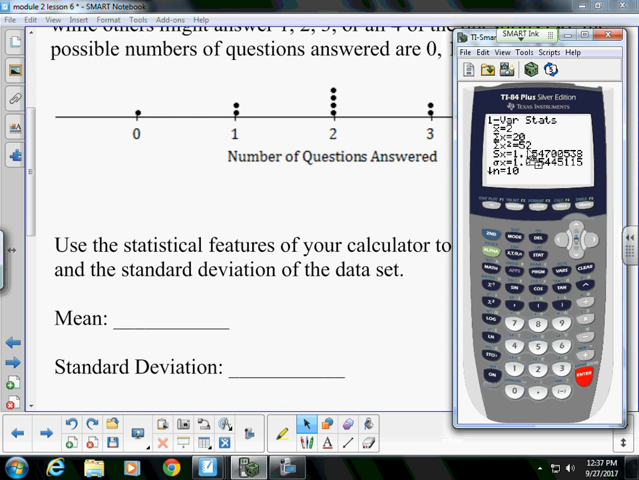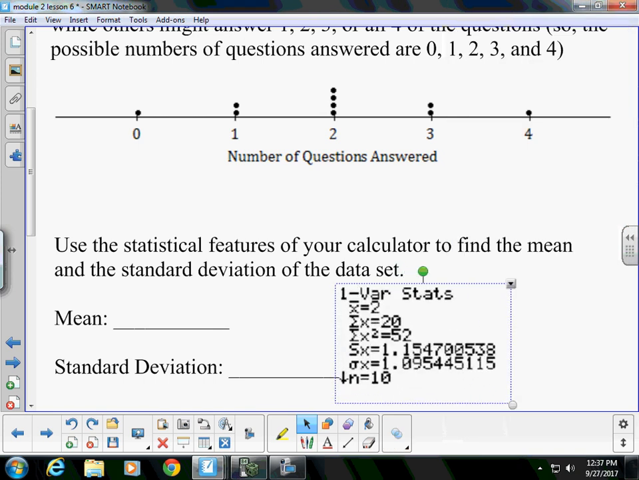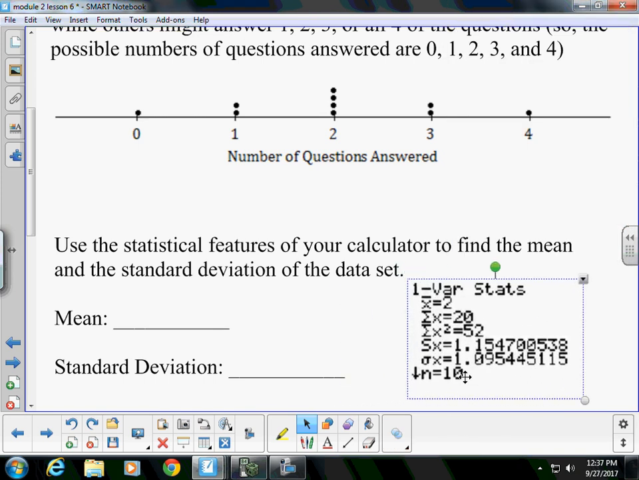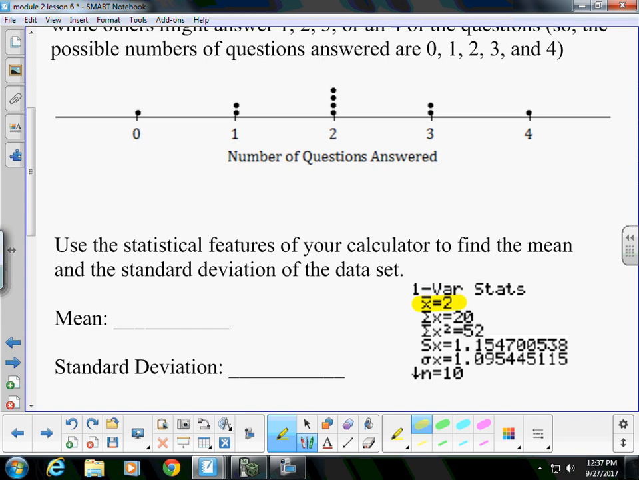Okay, so here's our results. And again, the two that we're going to use is the X bar, that stands for the mean, and the SX stands for standard deviation. So the X bar is 2, so the mean came out to 2, which isn't surprising because this is a symmetric list of data, and the mean, the median, and the mode are all going to be in the middle there. And the standard deviation, the SX, is 1.15.